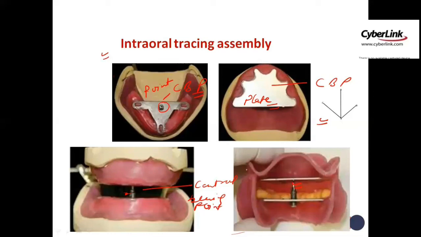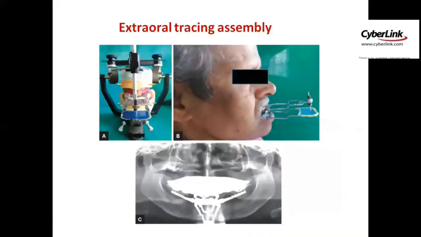the tracing. So in this case, we will attach the central bearing point to the mandible and the central bearing plate to the maxilla. Then ask the patient to do mandibular movements, and you will achieve this type of tracing on the maxillary plate. Extraoral tracing assembly, what we can do, the concept is similar to the intraoral tracing.